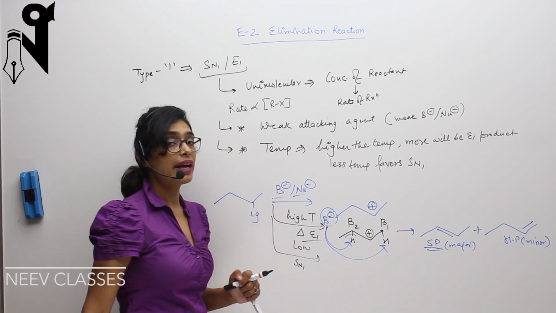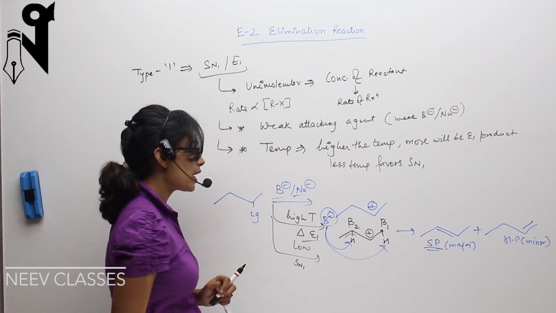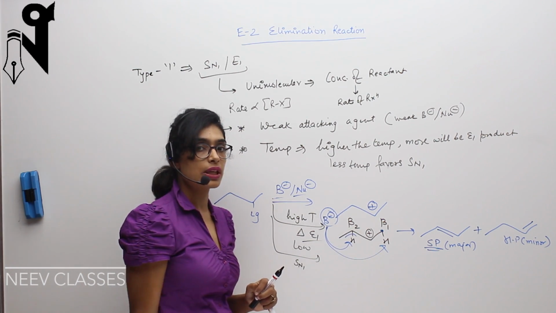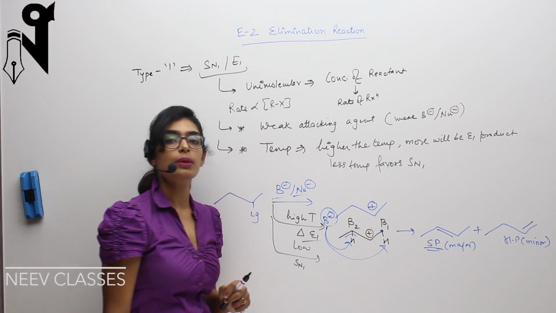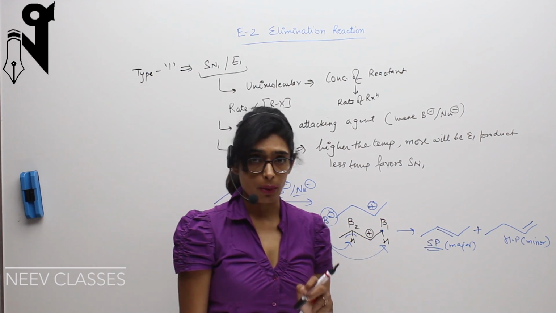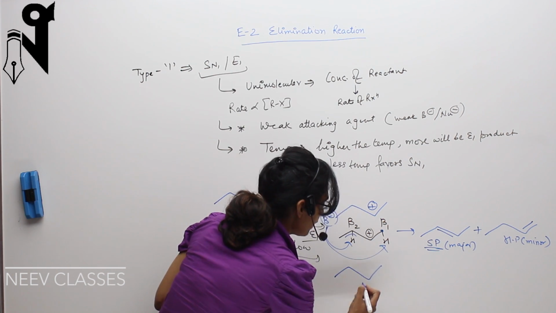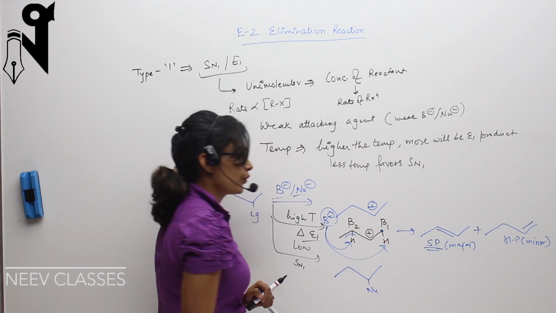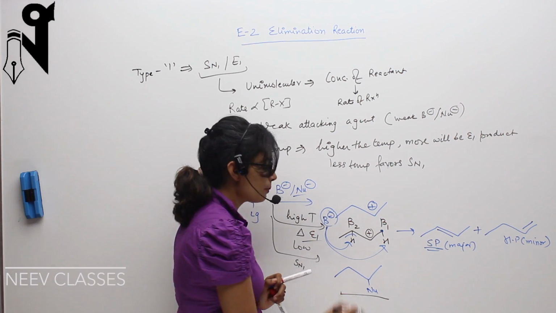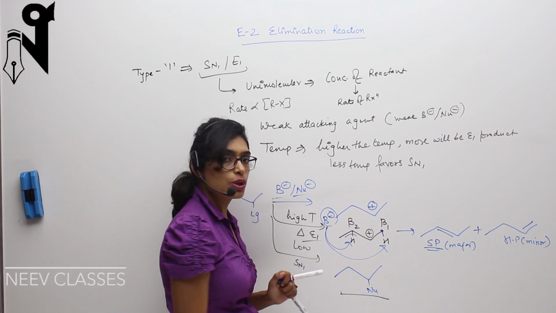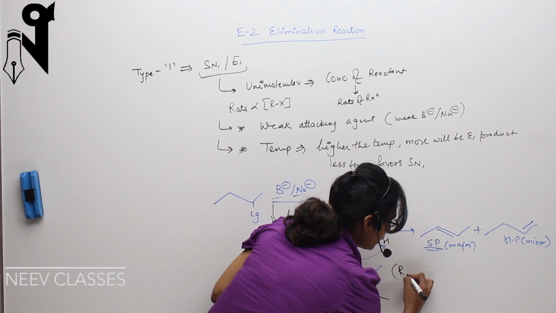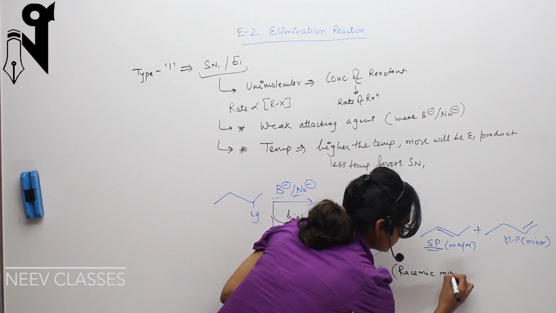This is about my E1 reaction, whereas in the SN1 reaction, rather than attacking the beta hydrogens, the nucleophile will directly go and attack the carbon where the carbocation has been formed and get attached over there. So we will get a nucleophile present over here. Now when we talk about the stereochemistry of this molecule, when the substitution has taken place, it will form a racemic mixture.